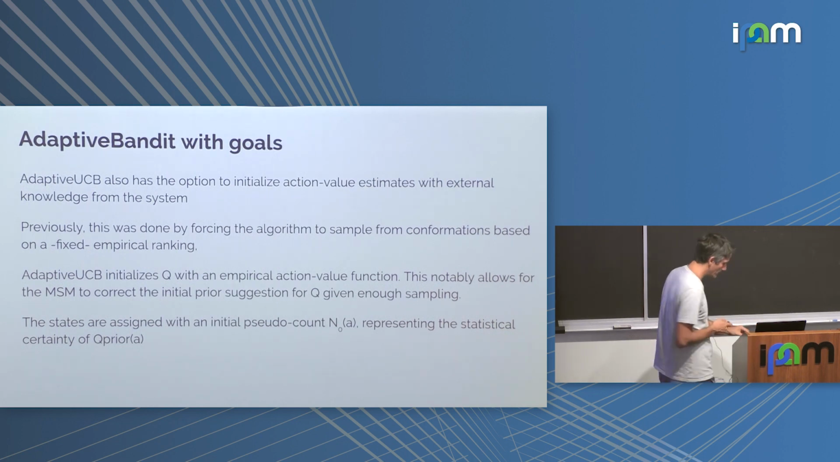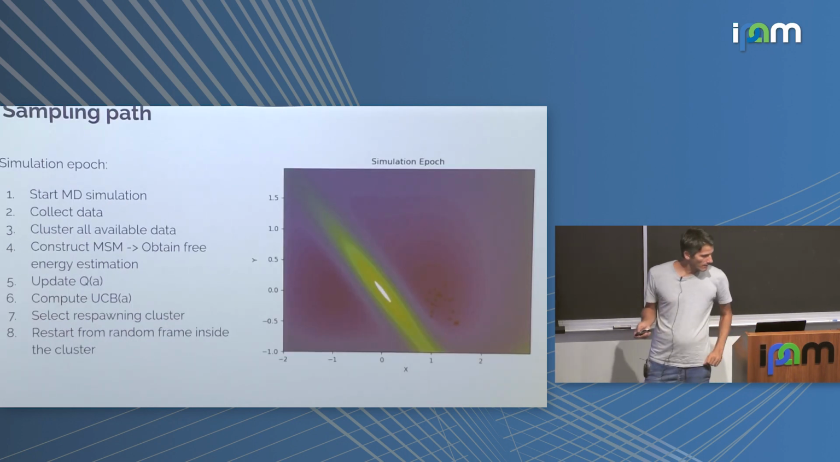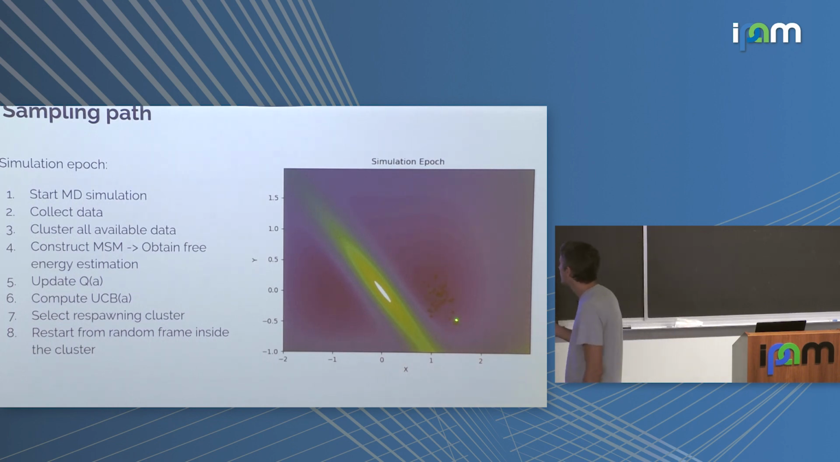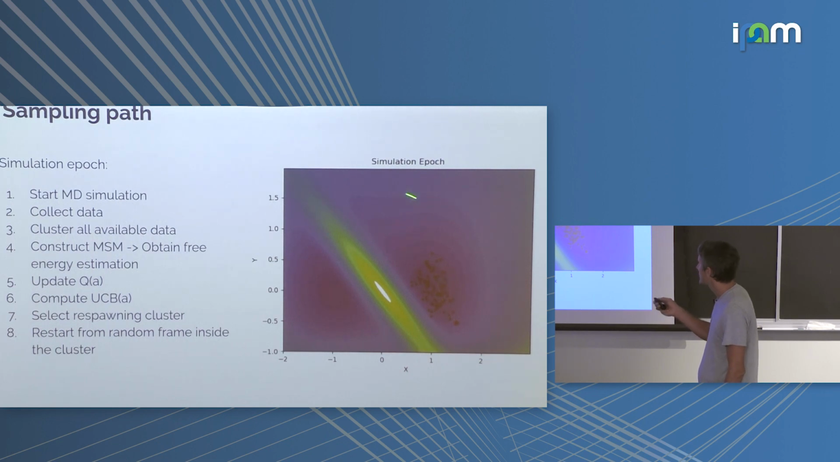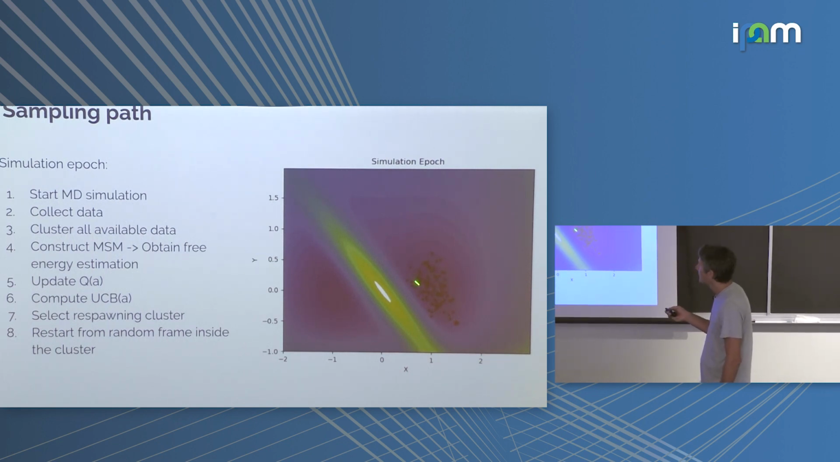So what happened then? Let's say we have something like this. This is a 2D potential, and here we're running Langevin dynamics on the 2D potential. You start an MD simulation, you collect the data, and you cluster the data like you see here. You create a Markov model, you compute the free energy, you update the Q, you pick the best restarting simulations based on UCB, and you go on.